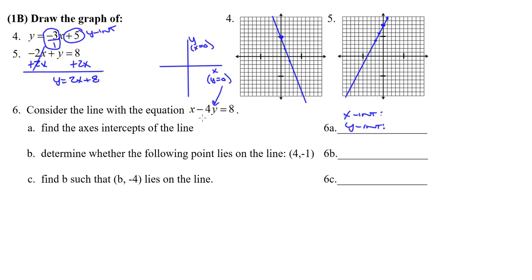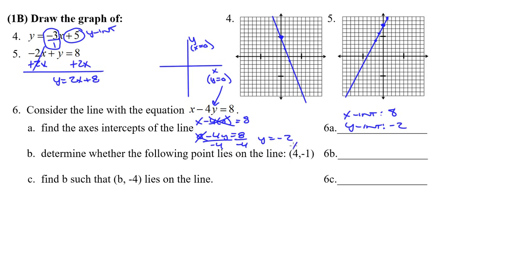So if I'm looking for the x-intercept, where it crosses the x-axis, I'm going to plug 0 in for y. So that would give me x minus 4 times 0 equals 8. 4 times 0 is 0, so we just get x equals 8. So the x-intercept is 8. If I'm looking for the y-intercept, x equals 0. So on this equation I would put 0 minus 4y equals 8. That 0 is gone. Divide both sides by -4, and we get y equals -2 is the y-intercept.